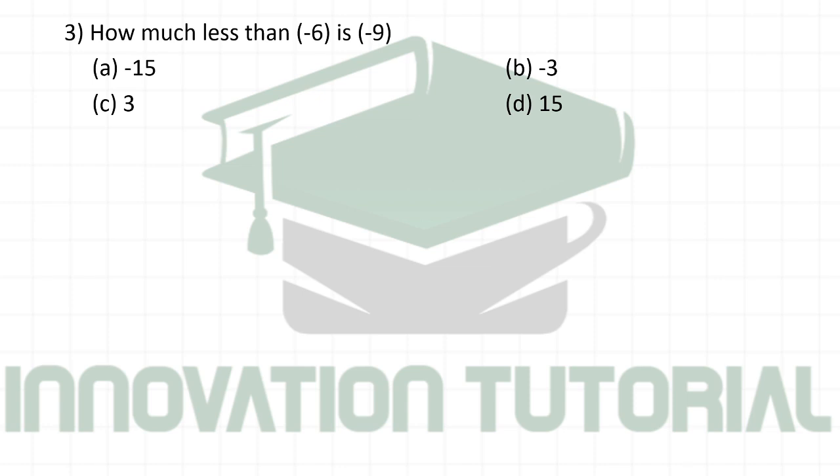Option number A is minus 15. Option number B is minus 3. Option number C is 3. And option number D is 15. Comment down so that I'll be able to know whether you know the answer or not.